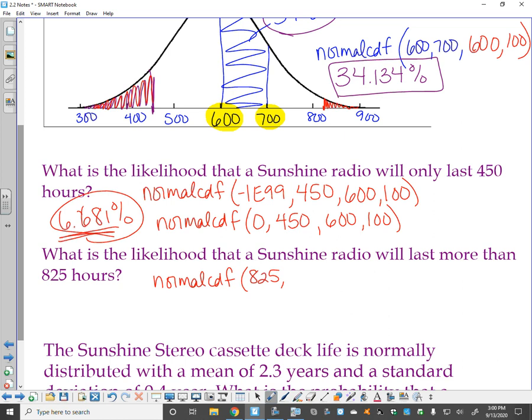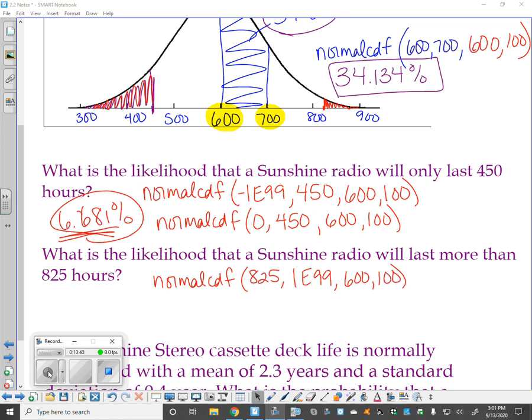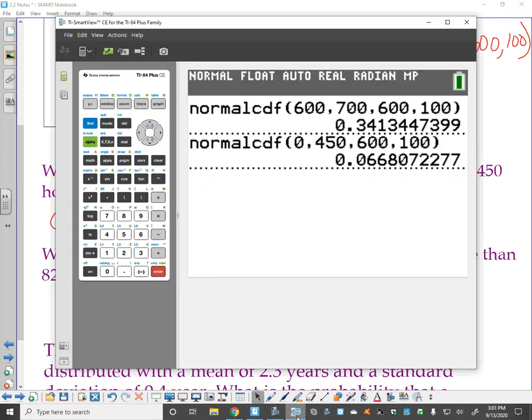Now, who am I to decide what that time is? Like, is 1,000 hours enough? Is 2,000 hours enough? So for here, I'm going to head all the way to positive infinity, and that's 1E99. My average is still 600, and my standard deviation is still 100. So then I go to my calculator.